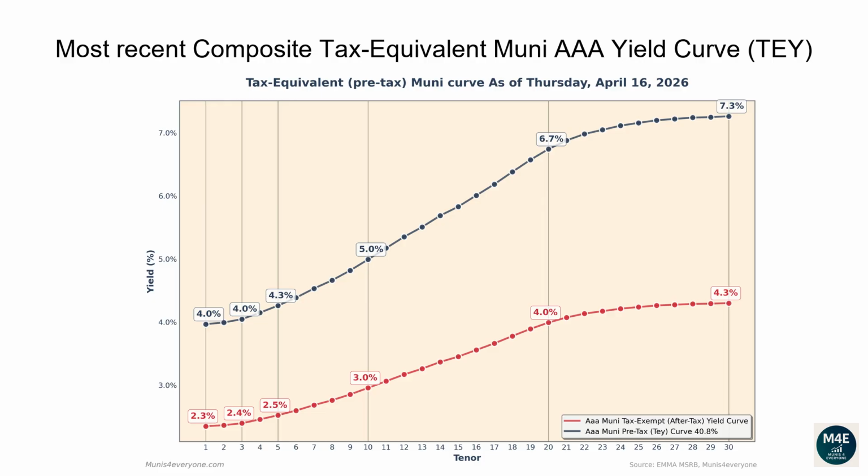The one-year tax-exempt yield is 2.35%, corresponding to a 3.97% tax-equivalent yield for investors in the top tax bracket. The two-year tax-equivalent yield is 3.99%. The 5-year tax-equivalent yield is 4.26%. The 10-year tax-equivalent yield is 4.99%. The 20-year tax-equivalent yield is 6.74%. The 30-year tax-equivalent yield is 7.26%.